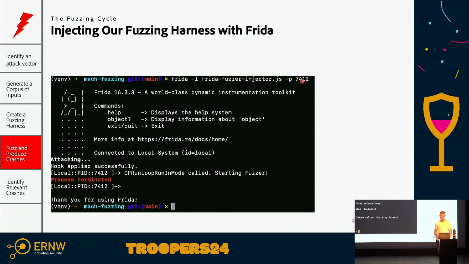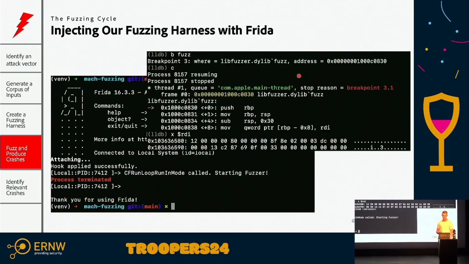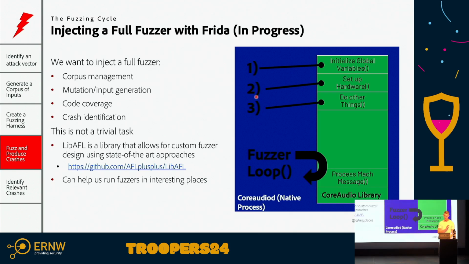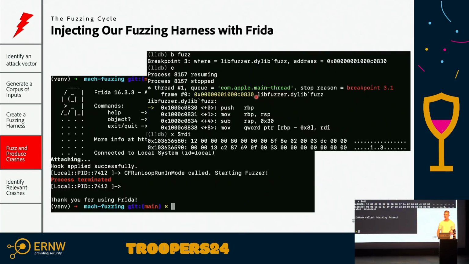This PID is the core audio daemon process, and we had that function called after initialization, and then the fuzzer was started. I hooked onto the core audio daemon process with LLDB just to show that our fuzz function did actually get called here. So that's pretty cool. We can call a function in the already initialized process that we care about.